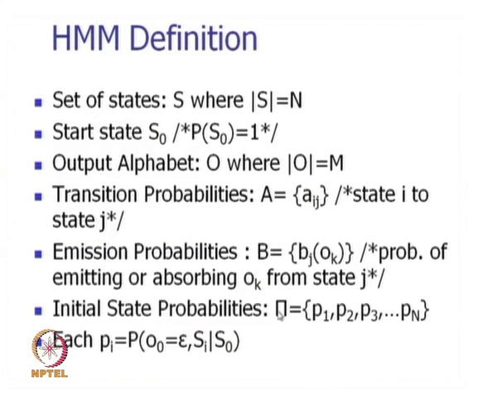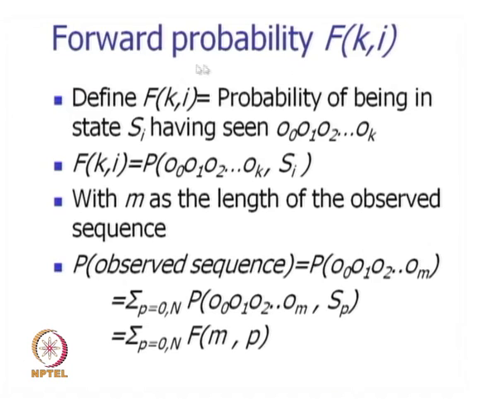The initial state probability is pi equal to p 1, p 2, p 3, up to p n, and each p i is equal to the probability of the output symbol being epsilon and the state being S i given the state S 0. So, it is essentially capturing the probability of the system being in a particular state initially. We now define the forward probability f k comma i.